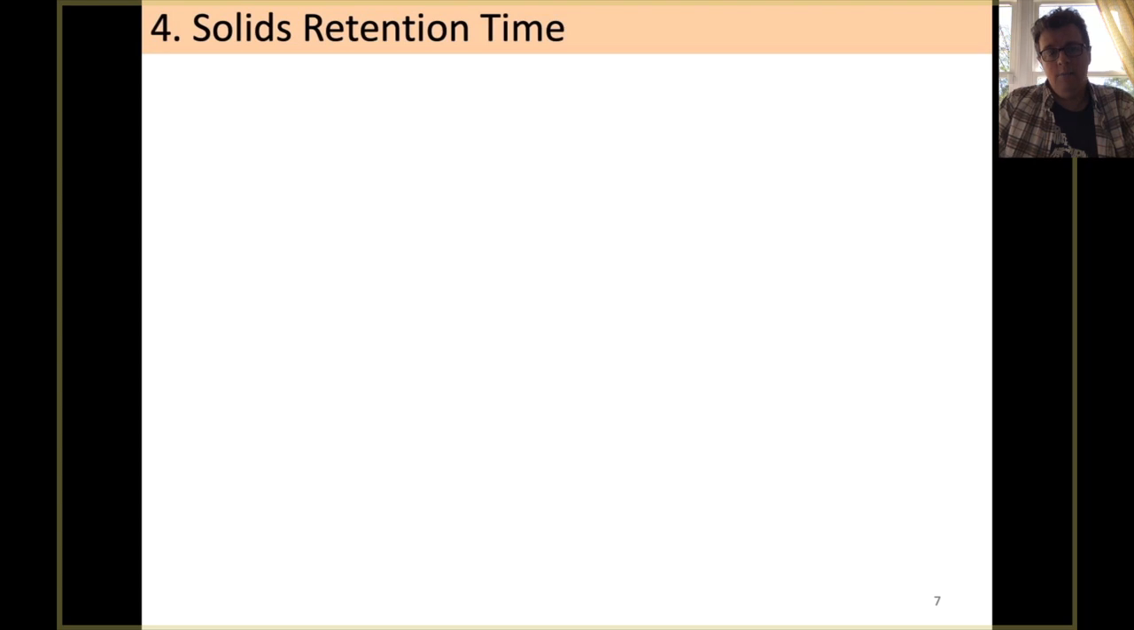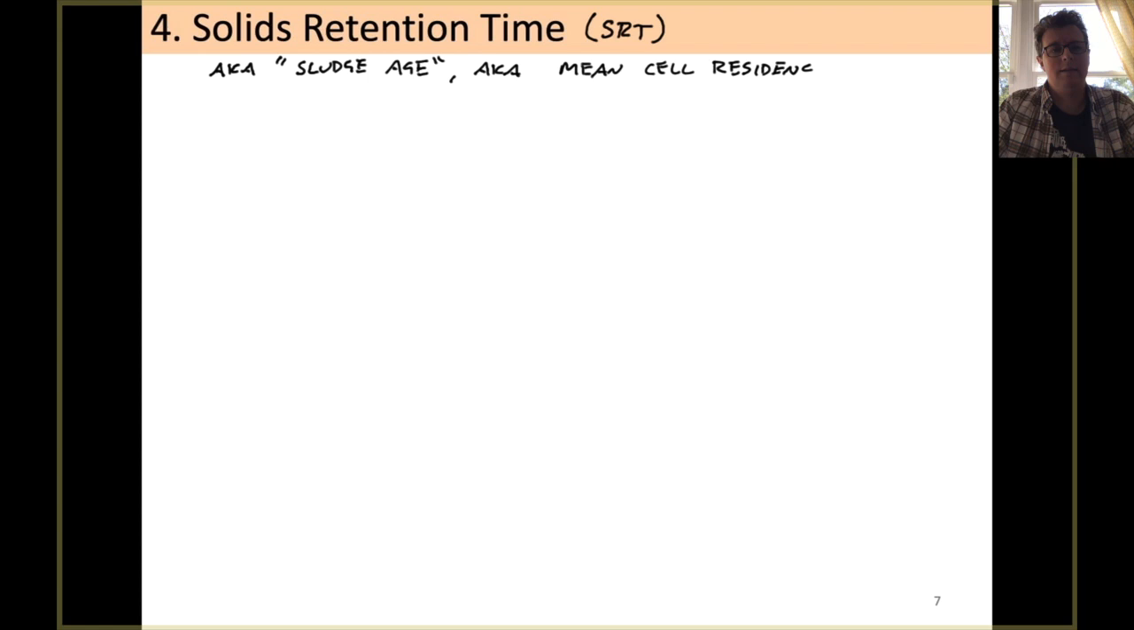Okay. Also in the design process, we want to keep track of how long the biomass spends in the system. This goes by several names. People call this solids retention time, SRT. They call it sludge age, or they call it mean cell residence time. And all of these are used interchangeably. And what they're asking is, how long does a microbe actually spend within this system?